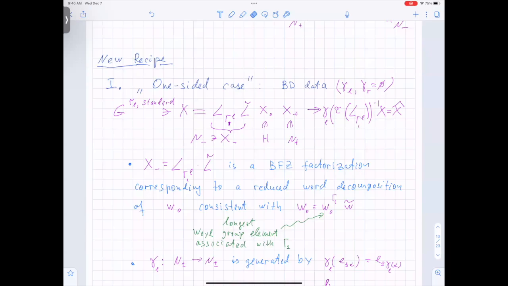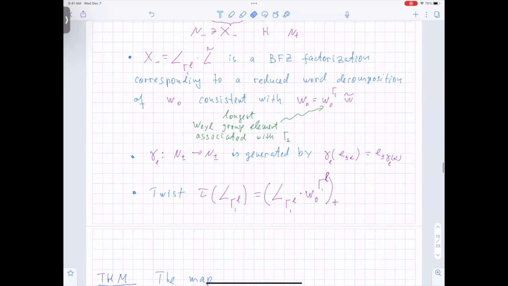Okay, so I haven't done anything yet. I just chose a parameterization. This parameterization is consistent with the longest group element being split again in a minimal way into the longest element of a Weyl group corresponding to this gamma and the rest. We have this map gamma corresponding to my left matrix that acts like this in a natural way. And then we have a twist.